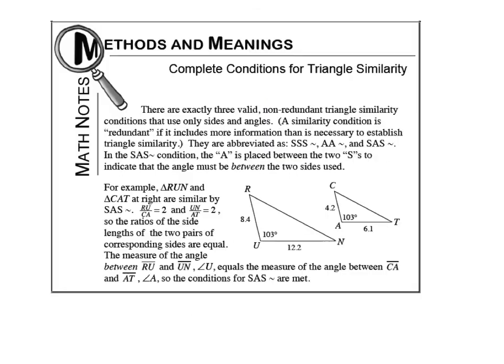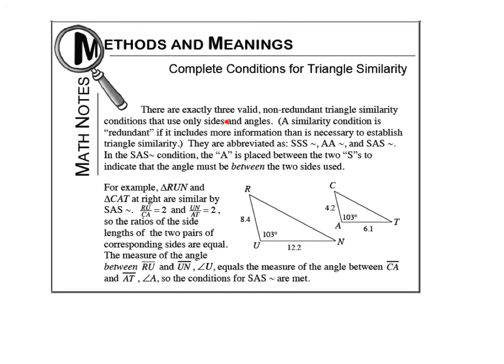So the last slide today is just looking at complete conditions for triangle similarity, and if you have not yet written this down in your notebook for math notes, I would include that. This is a phenomenal summary of what we've done. It says there's exactly 3 valid, non-redundant triangle similarity conditions that use sides and angles. And they're abbreviated side, side, side, angle, angle, and side, angle, side.